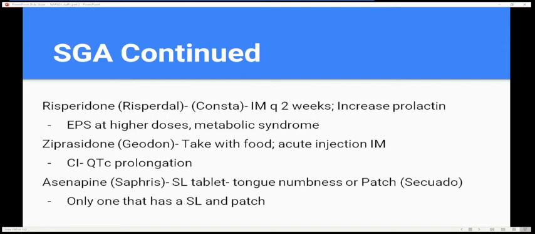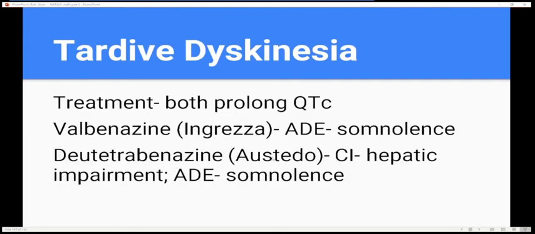Ziprasidone can cause QTc prolongation. Take it with food. It also comes in an injection. Then Saphris comes in a sublingual tablet, and it can cause tongue numbness, which doesn't sound too pleasant to me. It can also come in a patch. It's the only one that has a sublingual tablet and a patch. That's probably important for you to know, just in case they ask which one comes in a sublingual tablet.